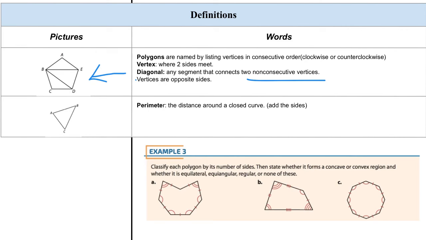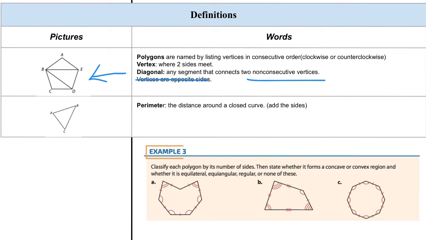Okay, I don't know why I put vertices on our opposite sides. I don't know why those words were typed. So just mark those out. Next definition is perimeter. Perimeter, as you know, is the distance around a closed curve. To find the perimeter, you just add all the sides together.